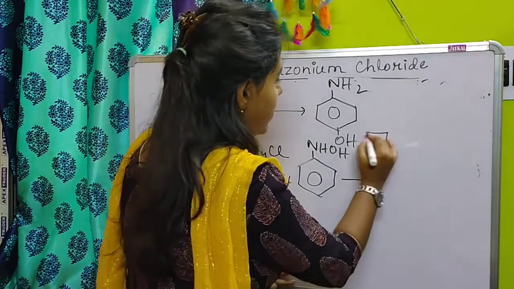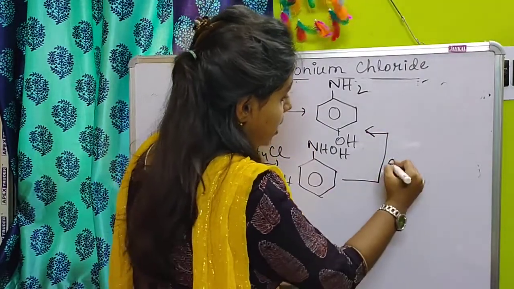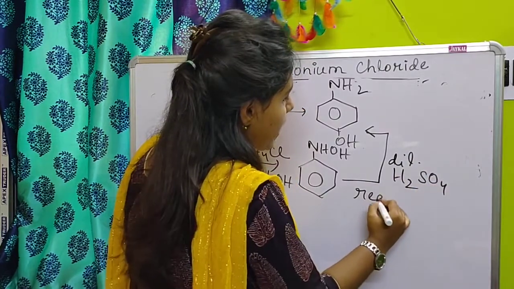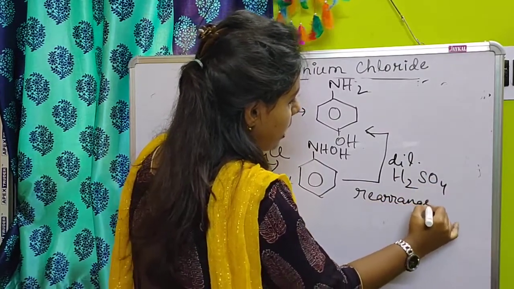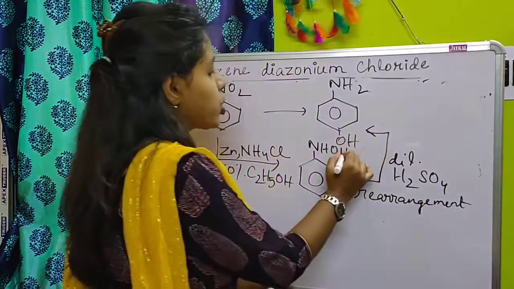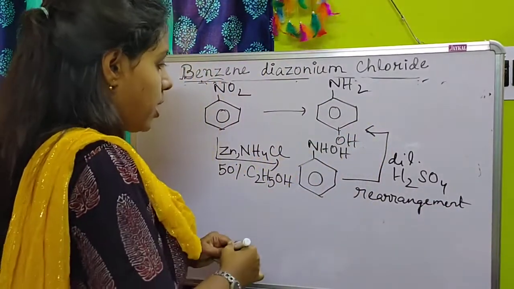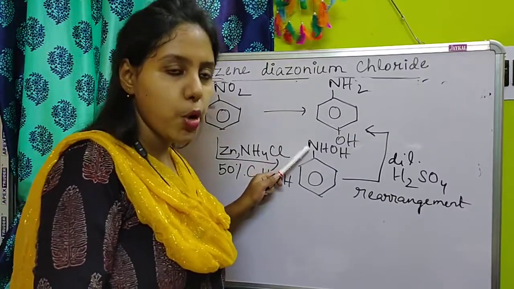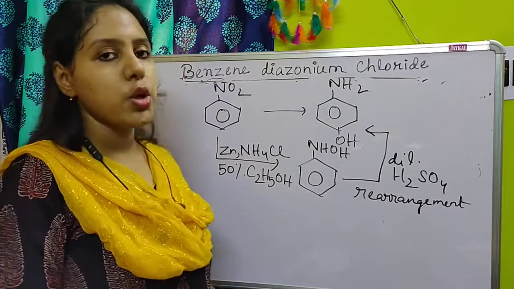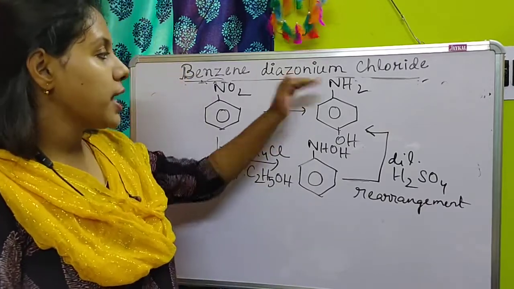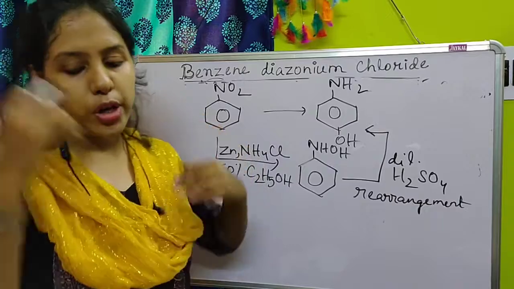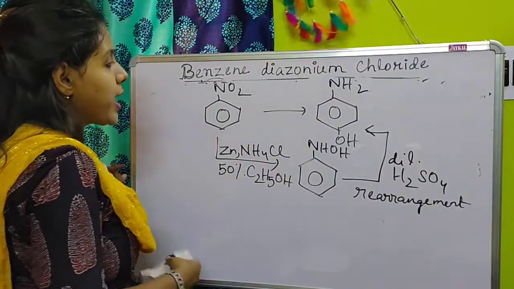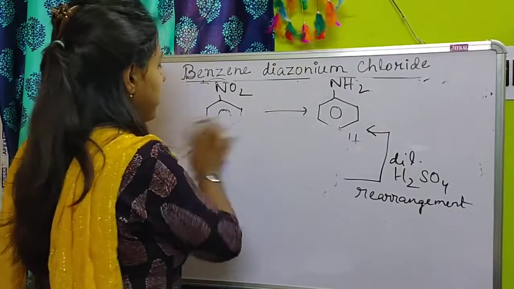For this purpose we add dilute H2SO4 here, so it will undergo rearrangement, and the phenolic OH group will be shifted to its para position. This is the para position with respect to this group. So the OH group will be shifted to the para position, giving this compound, that is para-aminophenol. Okay. So in this way we get this product. So this is one conversion.